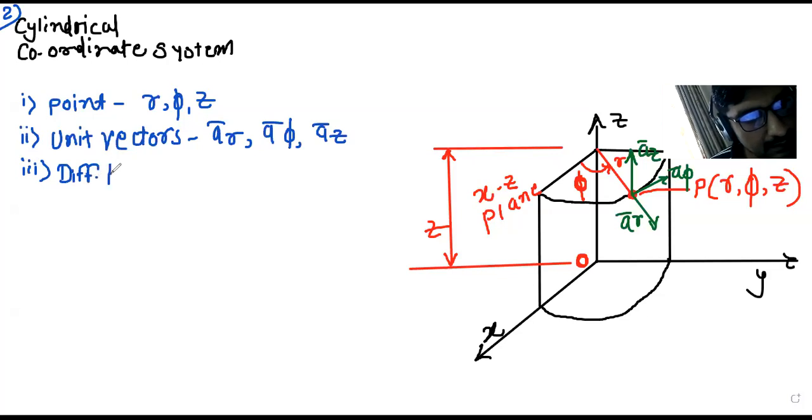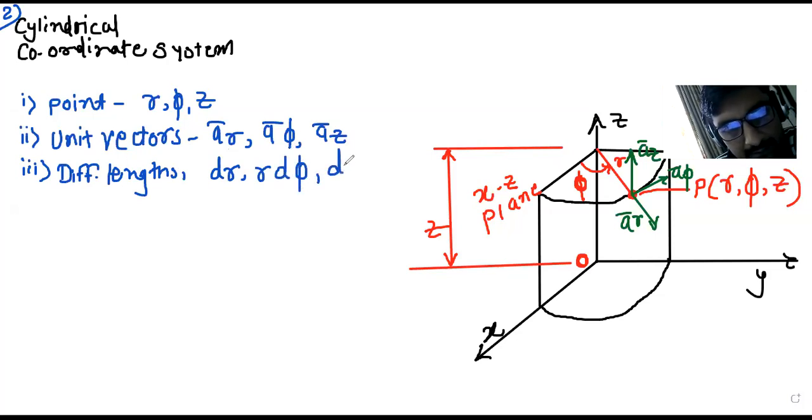The next parameter that we have here is differential length. Yesterday it was dx, dy, dz. Here it will be dr, then r d phi, this is the second differential length, and the third one is dz.